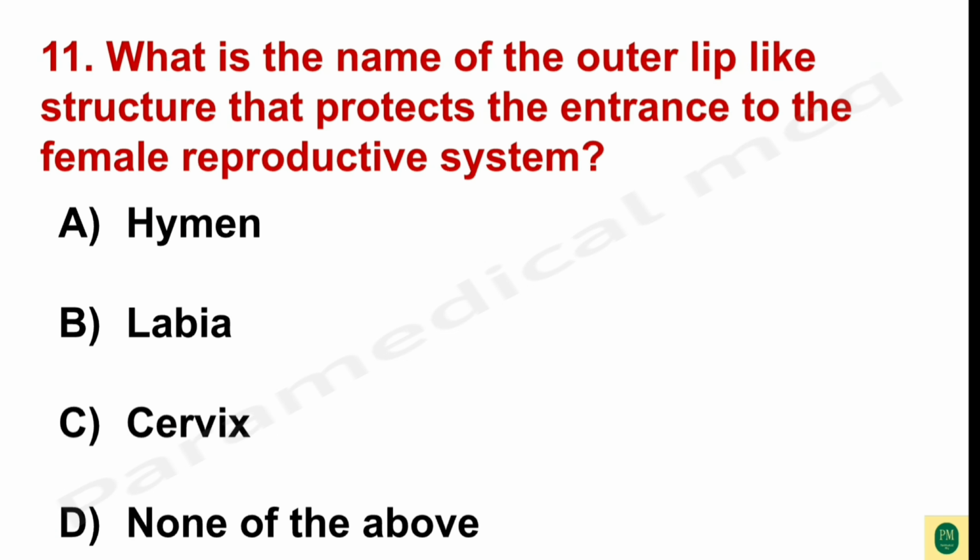What is the name of the outer lip-like structure that protects the entrance to the female reproductive system? Option A, hymen. Option B, labia. Option C, cervix. Option D, none of the above. The correct option is option B, labia.